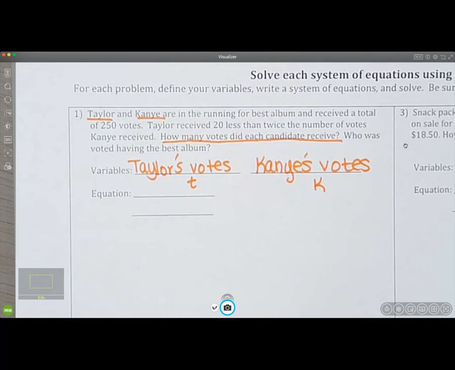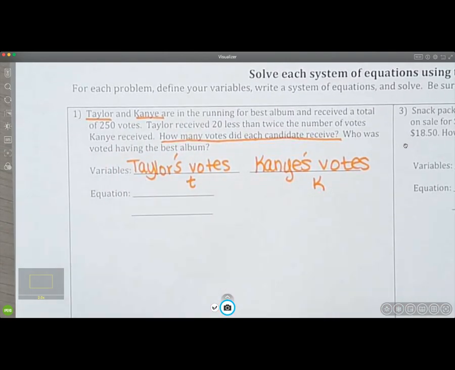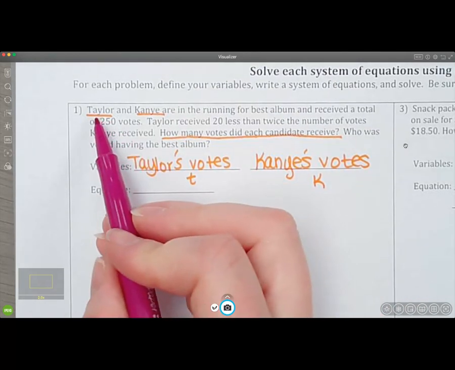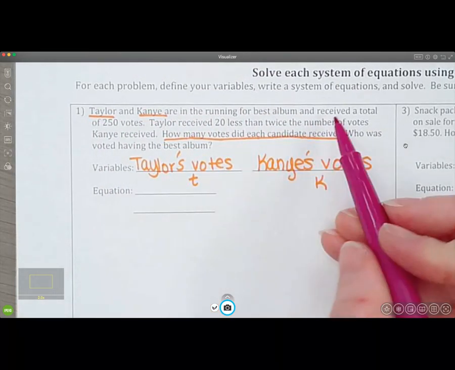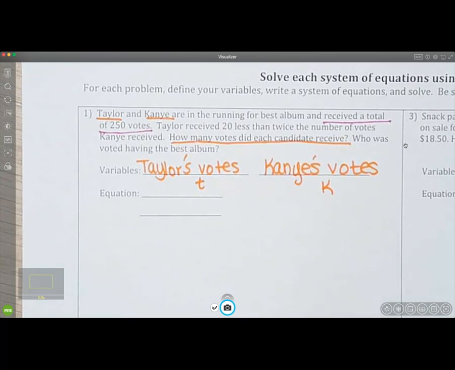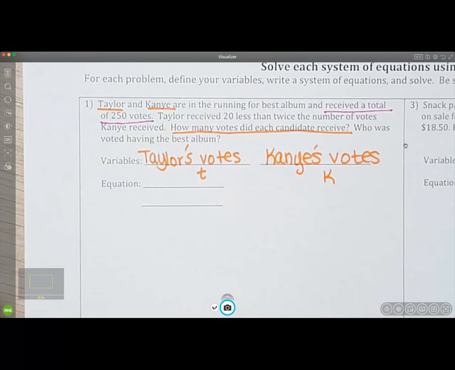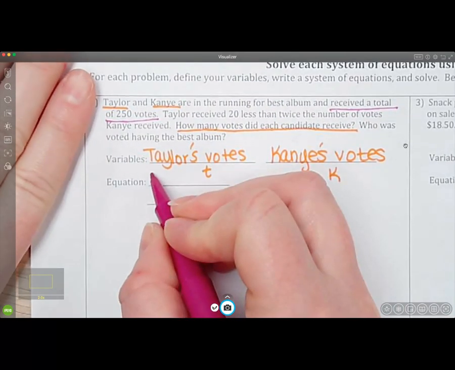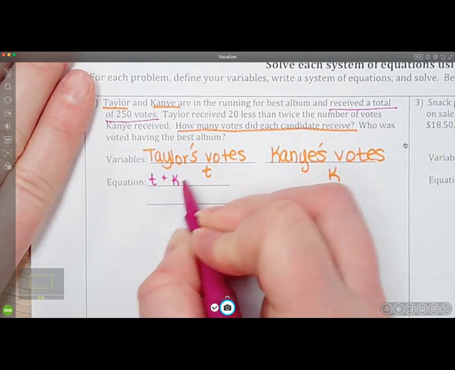Now we need to write our two equations. So we'll reread the sentences until we find something that we can write as an equation. So Taylor and Kanye are in the running for Best Album and received a total of 250 votes. So what operation goes with received a total of 250 votes? We're just going to add them. T plus K equals 250.